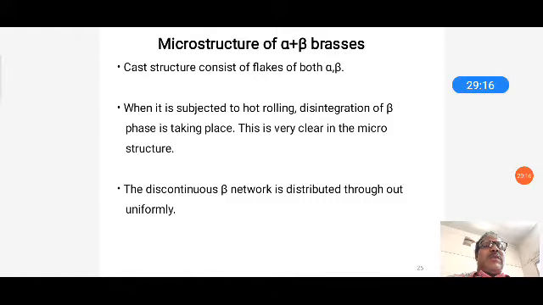And in these alpha plus beta brasses, at 450 to 470 degrees centigrade, the disordered structure of alpha plus beta changes to an ordered structure of alpha plus beta brasses.